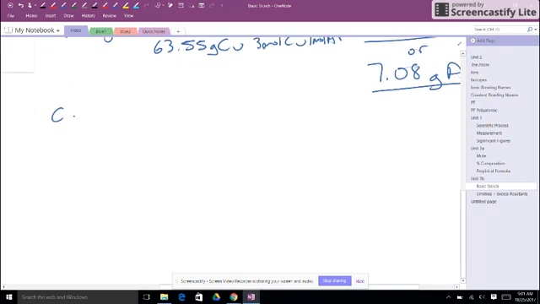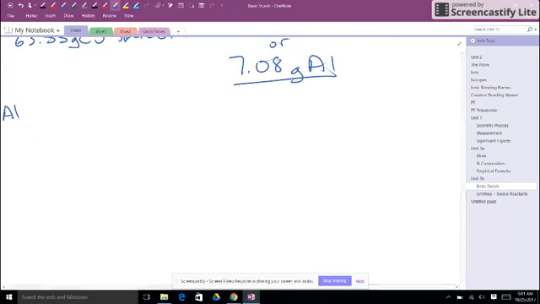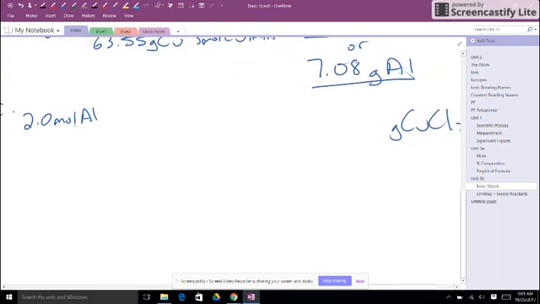Okay, for question C, we're given 2 moles of aluminum, and we're asked for grams of copper chloride, copper 2 chloride. This is a moles to grams problem. It's going to be 2 steps. First, we're going to start out using the mole ratios, the balanced equation ratios. For every 2 moles of aluminum, it is going to react with 3 moles of copper chloride.